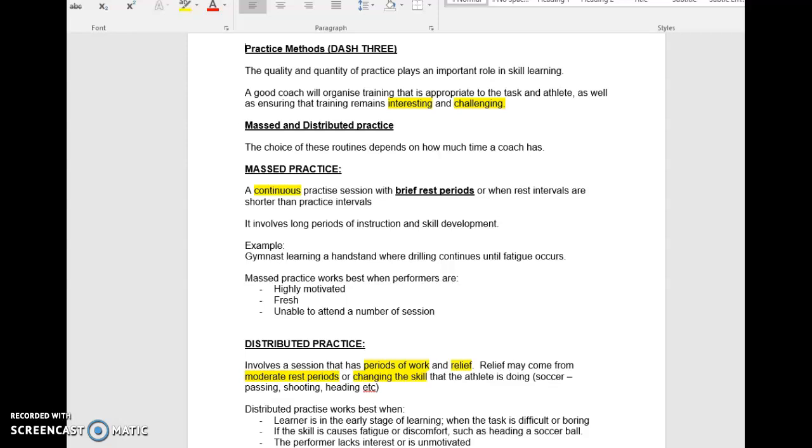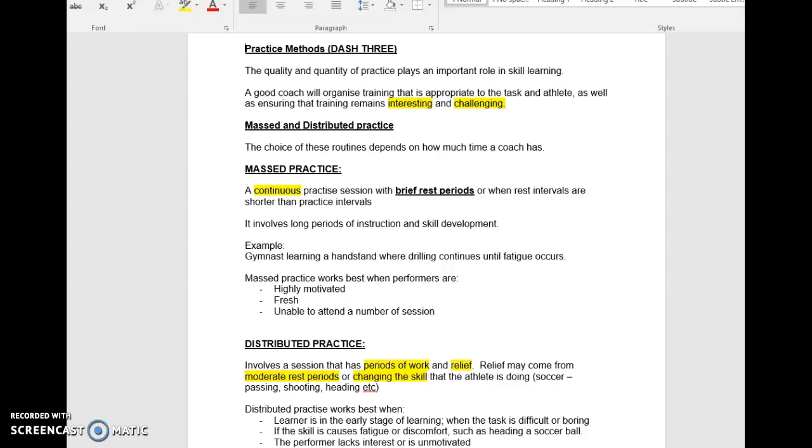The example that you've got in the notes is a gymnast learning a handstand where drilling continues. This might be specifically hard for the gymnast as well because they're learning it on a beam, for example. This is a difficult skill, and if a coach is going to use a massed practice here, the athlete has to be highly motivated and also willing to put in a long period of time for a training session.